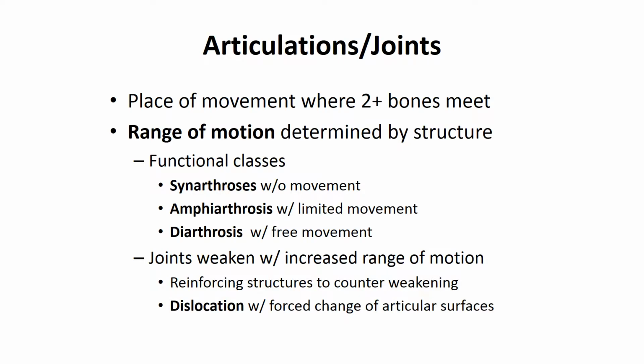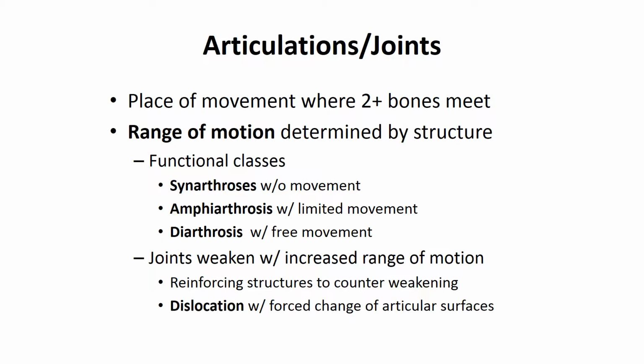Each joint reflects a compromise between the need for strength and the need for mobility. As a result, articulations differ in the amount of movement permitted, and this property is known as range of motion. The anatomical structure of a joint determines the type and amount of movement that may occur. There are functional classifications of joints, which are based on the range of motion allowed.